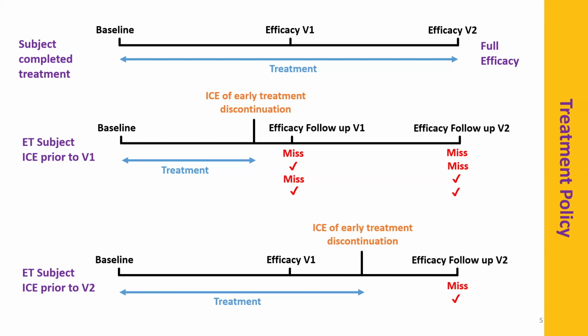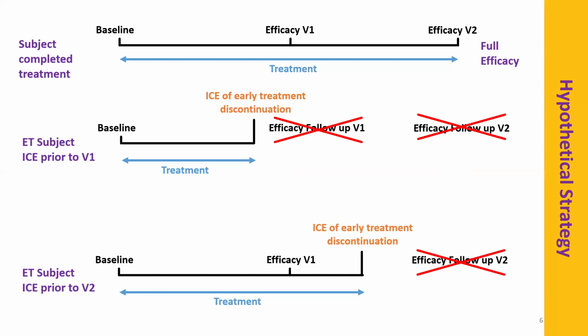These missing data will be handled by MMRM with a mechanism known as implicit imputation, assuming missing at random. Now, this next slide shows a similar trial setup, but under hypothetical strategy, looking at both the middle and the bottom sections. The early terminated subjects are not required to come back to complete the efficacy follow-up visits, thus creating more missing data compared to the operations under treatment policy.